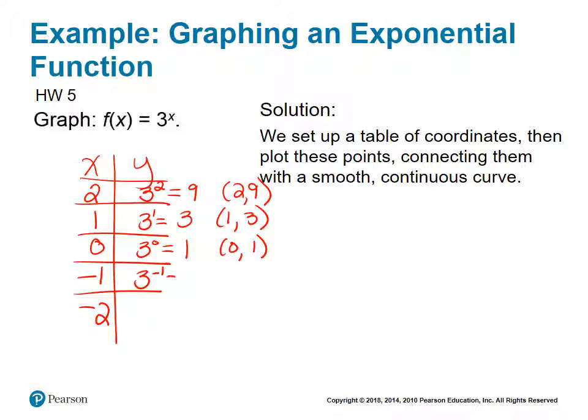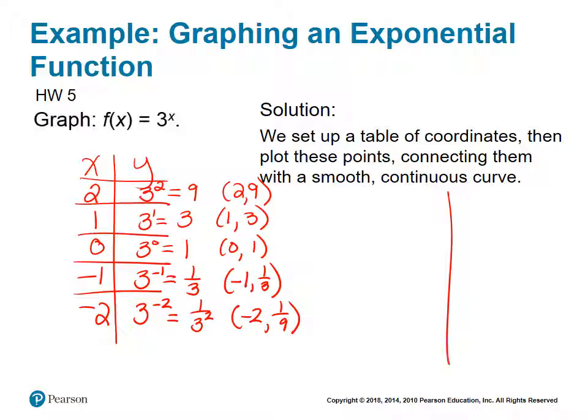Substitute in -1. That will flip the 3 or take the reciprocal of it. That becomes 1/3. And -1, 1/3 is a point on this graph. Last but not least, substitute in the -2. That will flip the base of 3, and it will be 1 over 3 squared, which is 1 over 9. So the point -2, 1 over 9 is on this graph.